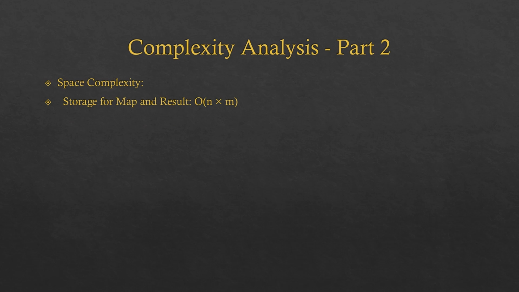In terms of space complexity, we use an unordered map to store the anagrams and a result vector to store the final groups. Both of these require O(n times m) space, where n is the number of strings and m is the length of the longest string.